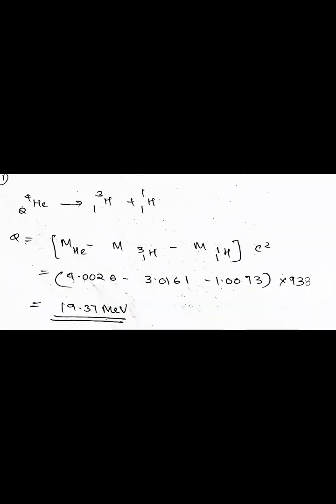So here the reaction is given as 2He4 gives 1H3 plus 1H1. So here the Q value is equal to m of He minus m of 1H3 minus m of 1H1 into c square. That is equal to 4.0026 minus 3.0161 minus 1.0073 into 938. That is equal to 19.37 MeV.